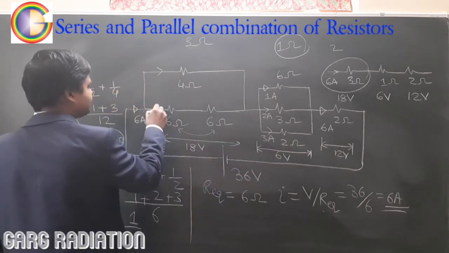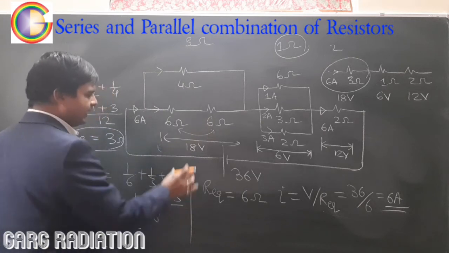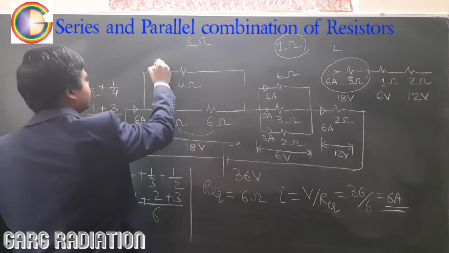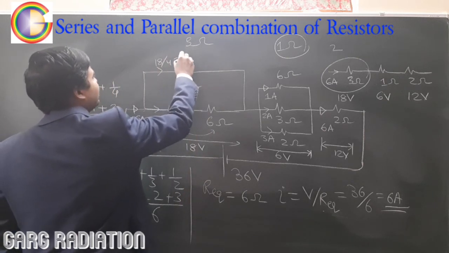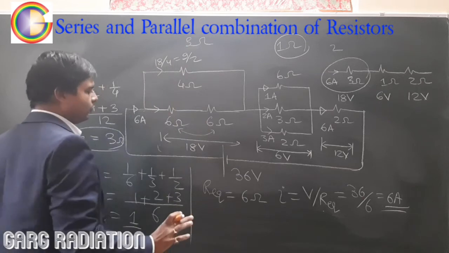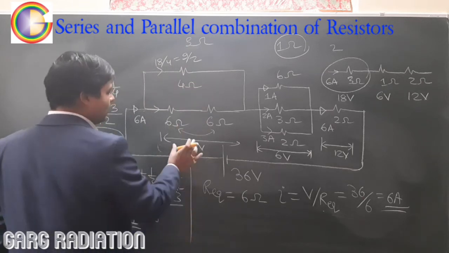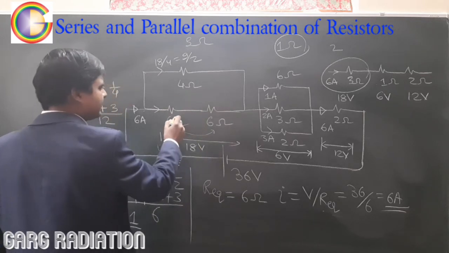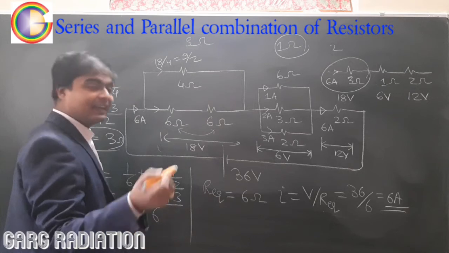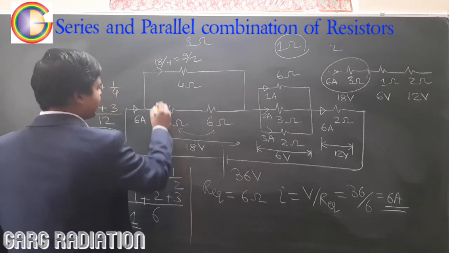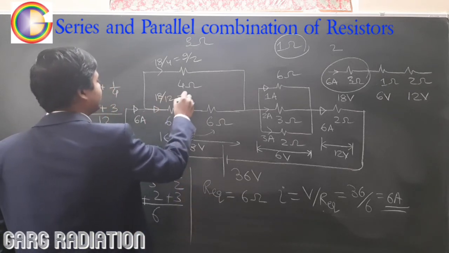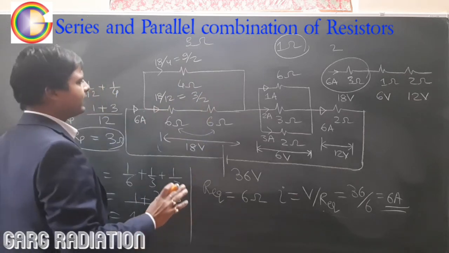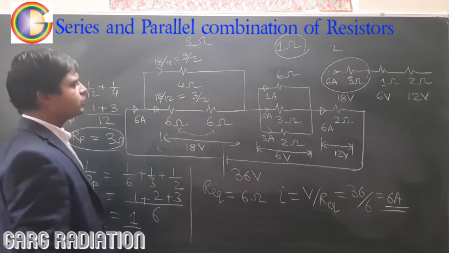What about this? 6 and 12. It is 18. Sorry, 4 and 12. It is 18. So it must be 18 upon 4, or 9 by 2. Voltage upon resistance gives you current. Again, voltage upon resistance, 18 upon 12, because R equivalent is 12 and the current in both of these will be equal to current in the equivalent, and hence we write 18 upon 12, and this will give you 3 upon 2. Now if you add these, you get 6, right? So this distribution is correct.